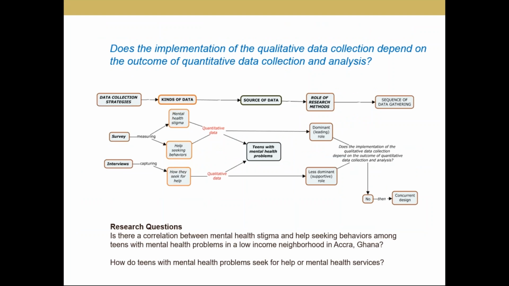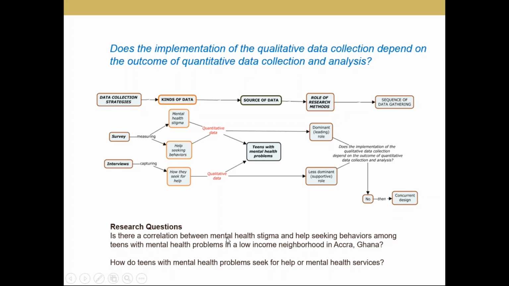That's what you have to think. Based on your research question, you ask yourself: does the implementation of the qualitative data, or maybe quantitative data, depend on the outcome of the qualitative or quantitative data? If your answer is no, then you could use concurrent, right? Do you have to wait to get the findings of one approach before you do the other approach? If that's the case, then it's sequential. If that's not the case, then it's concurrent.